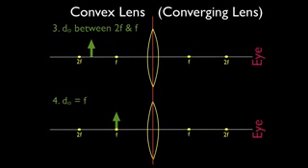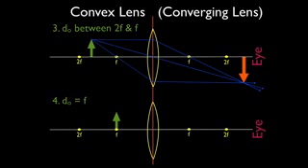Okay, here's the next one. Now we've moved it a little closer. Now we're between f and 2f. Parallel, f, f, parallel, straight through the center. There's our image. The image is going to be beyond 2f. So now when the object is between f and 2f, the image is going to be greater than 2f away from the lens, always. The image will always be bigger. First it was smaller, then it was the same size, and now it's magnified, it's bigger. But it will always be inverted, and it will always be a real image.